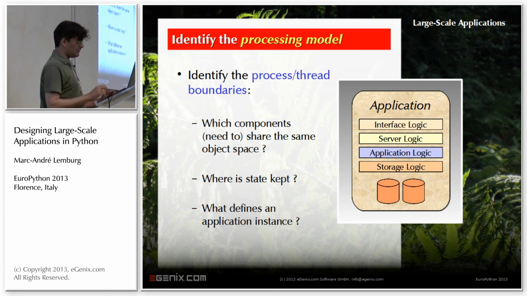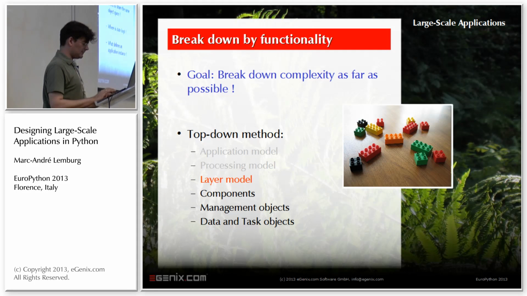And then, of course, you need to define what an application instance is. Application instance basically means that you take your whole application and you can instantiate it multiple times. This may sometimes be necessary, may sometimes not be necessary. For a GUI application, for example, you just have one instance, but for other applications, you might have multiple instances.